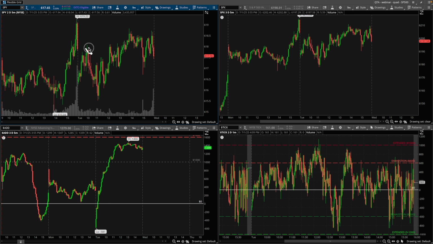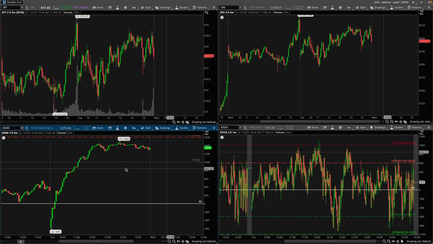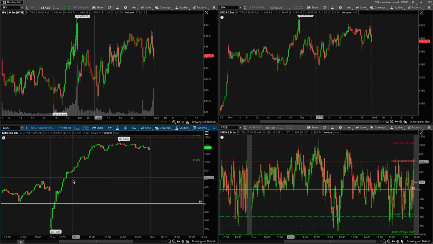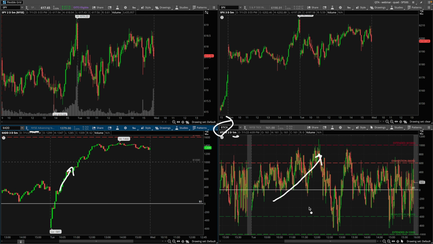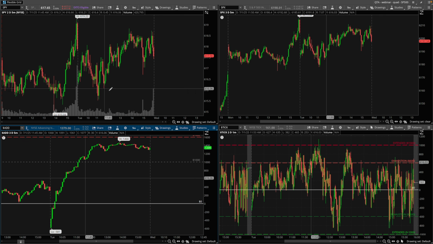Yesterday, after about 10:15 a.m. Eastern Time, the S&P 500 started this intraday downtrend, as we can see right here. In contrast to that, the ADD, which is the advancing declining NYSE, New York Stock Exchange indicator, was showing that the majority of the stocks in the NYSE were advancing versus declining. And in addition to that, the TICK was showing on a 1-minute time frame that more stocks were also ticking up. That is a reduced way of thinking of these two indicators in relation to the S&P 500.